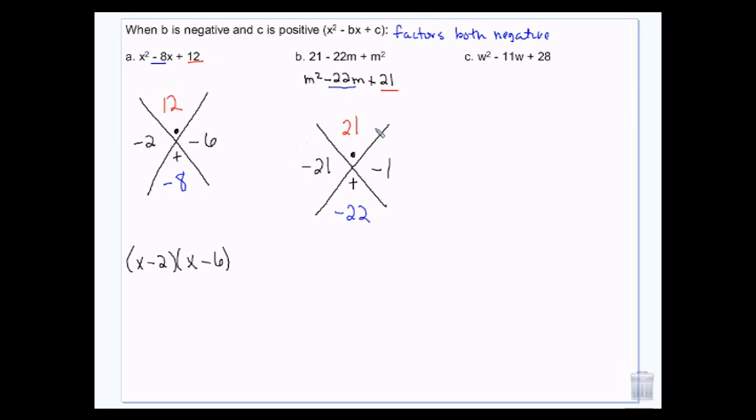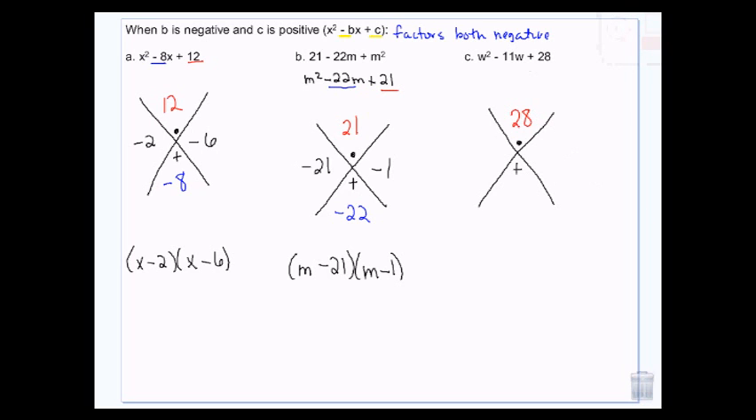Okay, and that's what happens when you have this number negative and this number positive. Then they're both negative. So I get m this time, m minus 21, m minus 1. Do you guys want to try this one yourself and then we can compare answers?